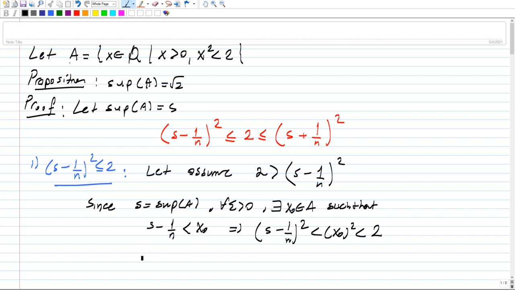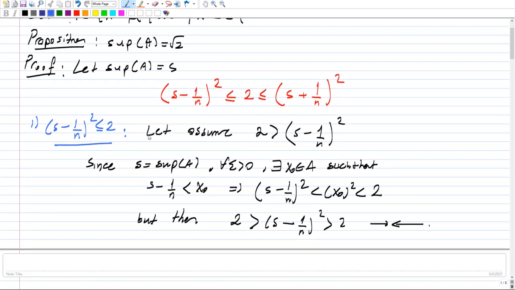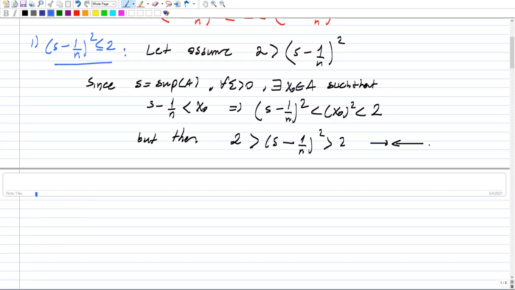But we have a contradiction because we have assumed that 2 is bigger than this, but this is less than 2, so we have a contradiction. Okay, we have managed to show the first one. What about the right hand side? S plus 1 over n square is bigger or equal to 2.